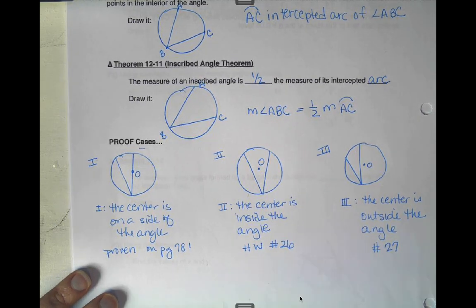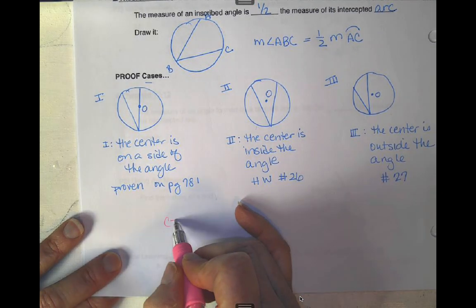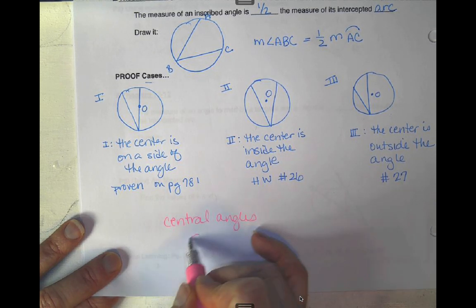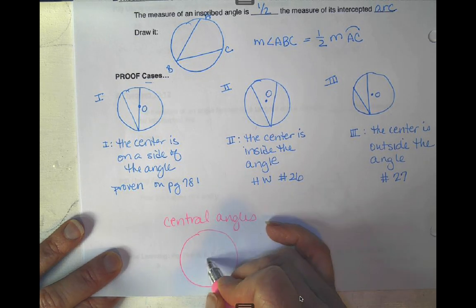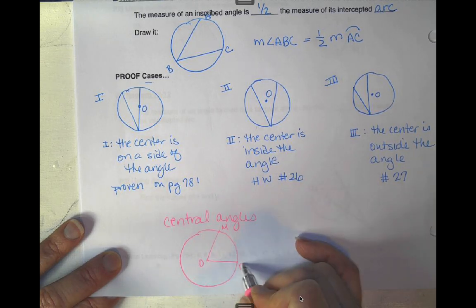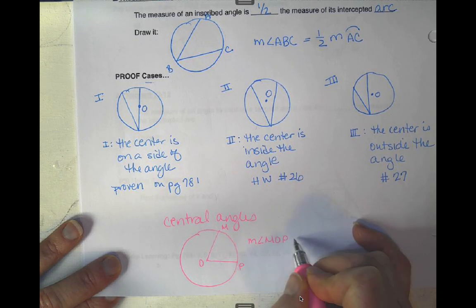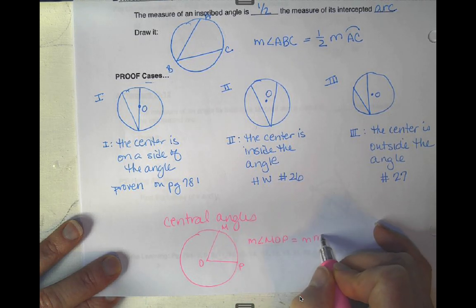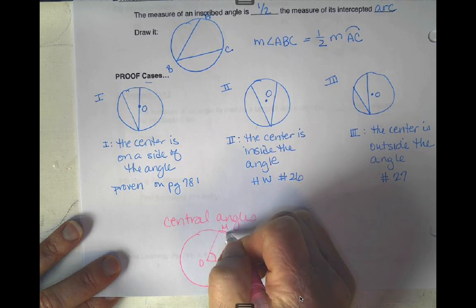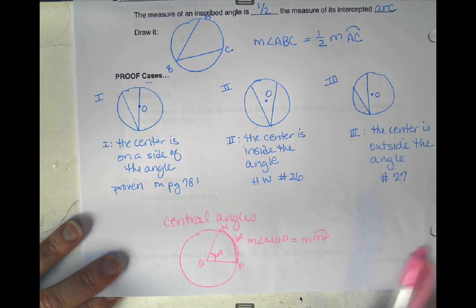One thing I want to make sure we distinguish here: remember we have central angles, and with those central angles, so this, I'll just call it MOP, the measure of angle MOP is equal to the measure of arc MP. So in these cases, whatever that central angle is, that's the same measure for the arc. If this is 60 degrees, then that arc is also 60 degrees, okay?